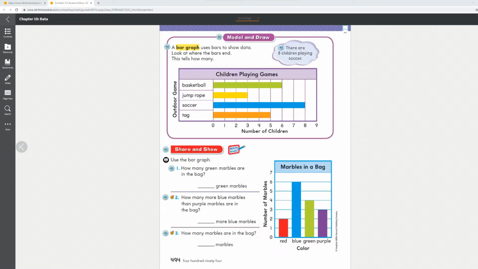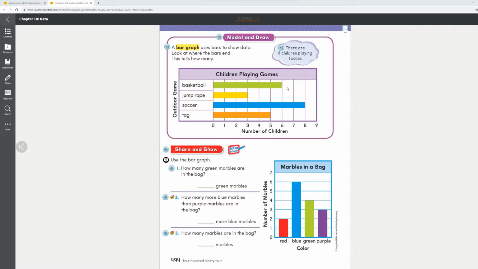Class, we are now on page 494. Model and draw. A bar graph uses bars to show data. Look at where the bars end. This tells how many. So where the bar ends is going to be the amount of how many. We're going to go into more detail in a second here.